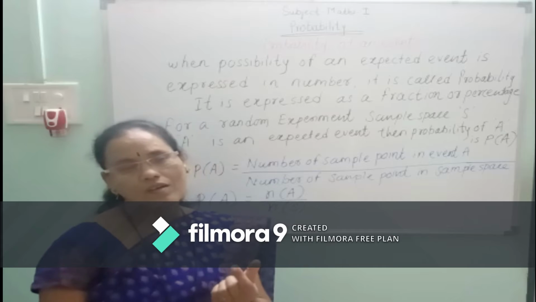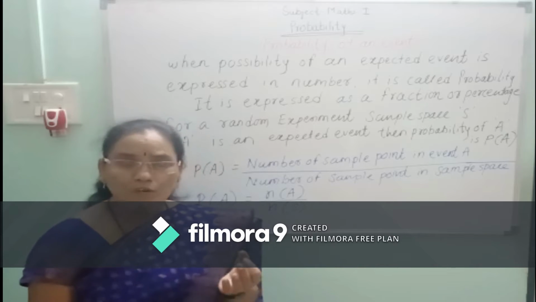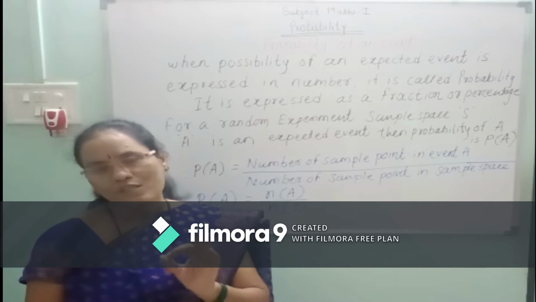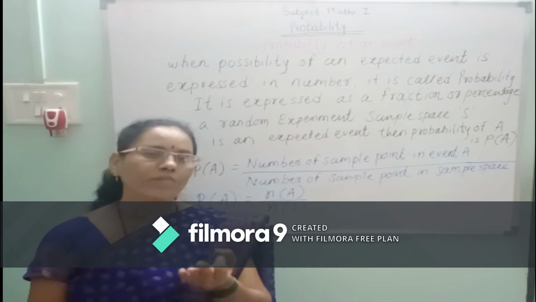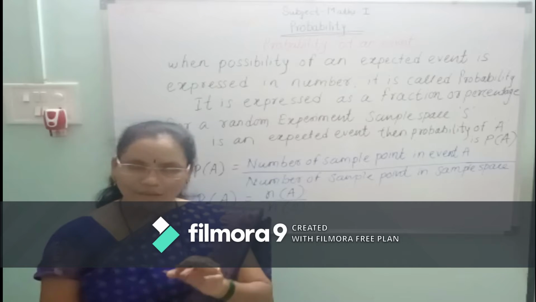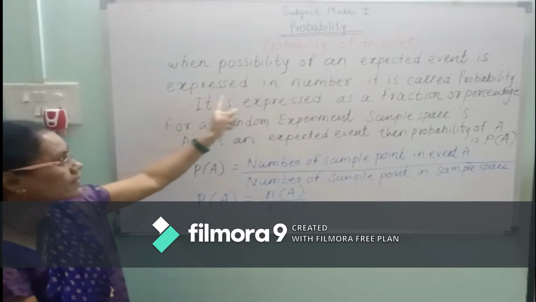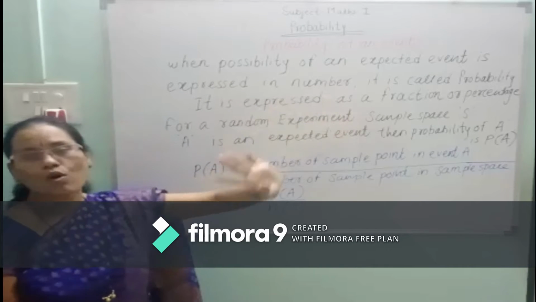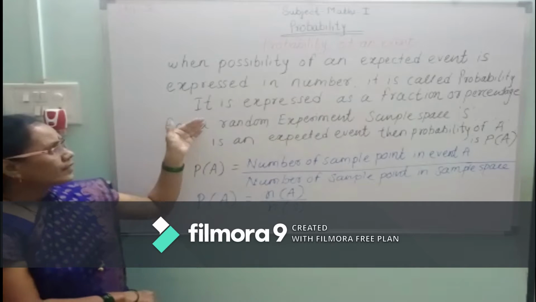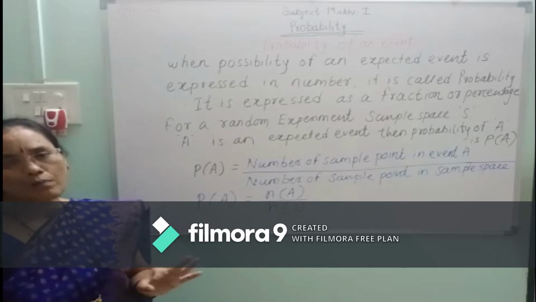Now you are getting a ball at random without seeing it. Then obviously the possibility of getting a white ball is more. So in mathematical language, when the possibility of an expected event is expressed in numbers, it is called a probability. And this probability is expressed as a fraction or a percentage.